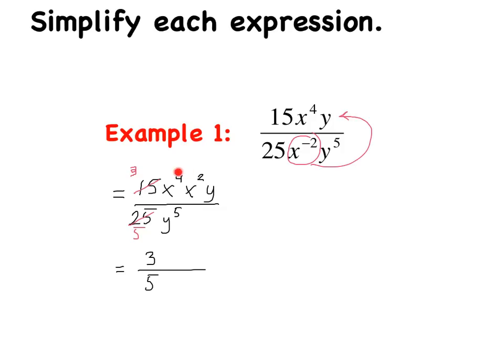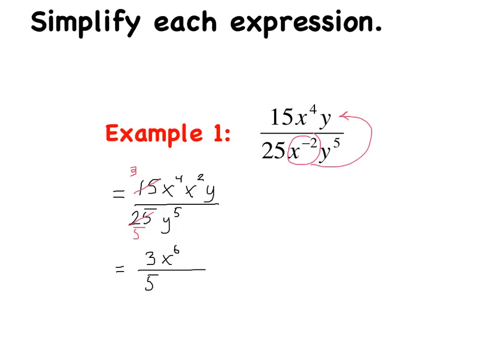Now let's focus on these x's. Okay, x to the 4th times x squared. If you remember our exponential properties, when we are multiplying common bases, we add the exponents. So it's going to become x to the 6th power, and that's going to stay in our numerator.